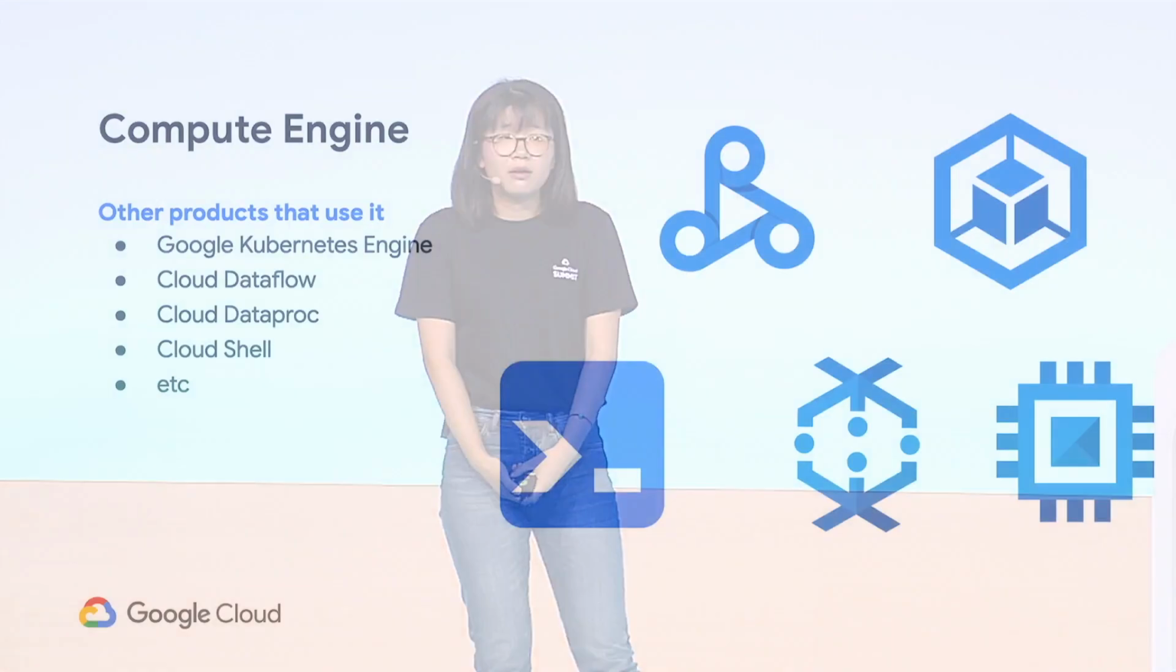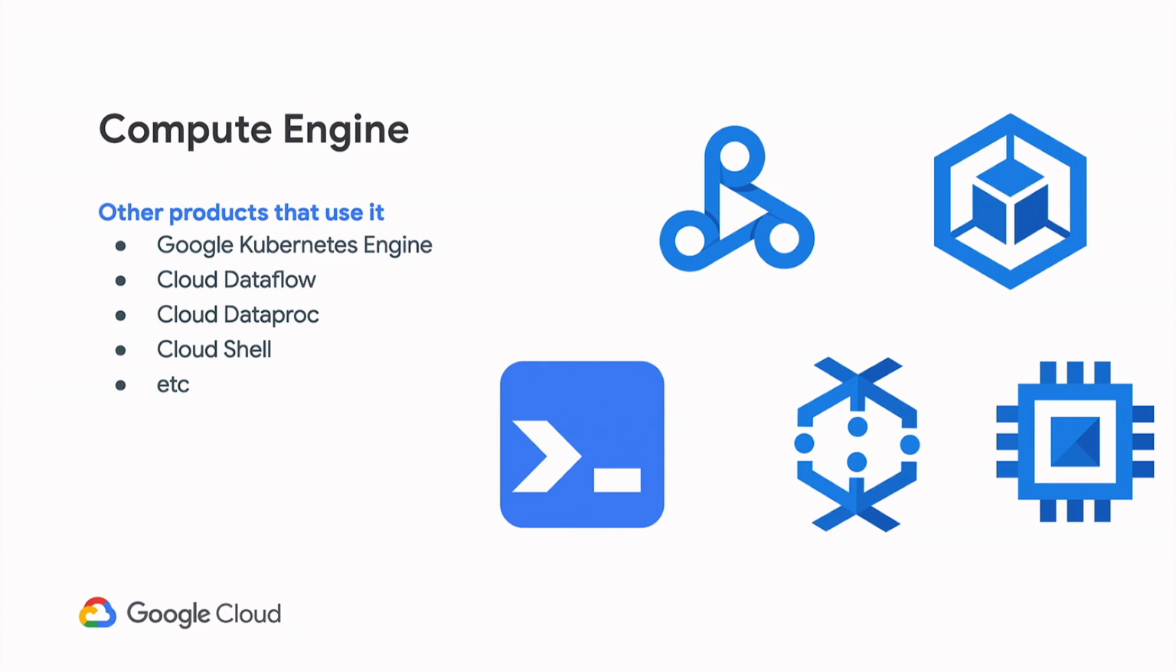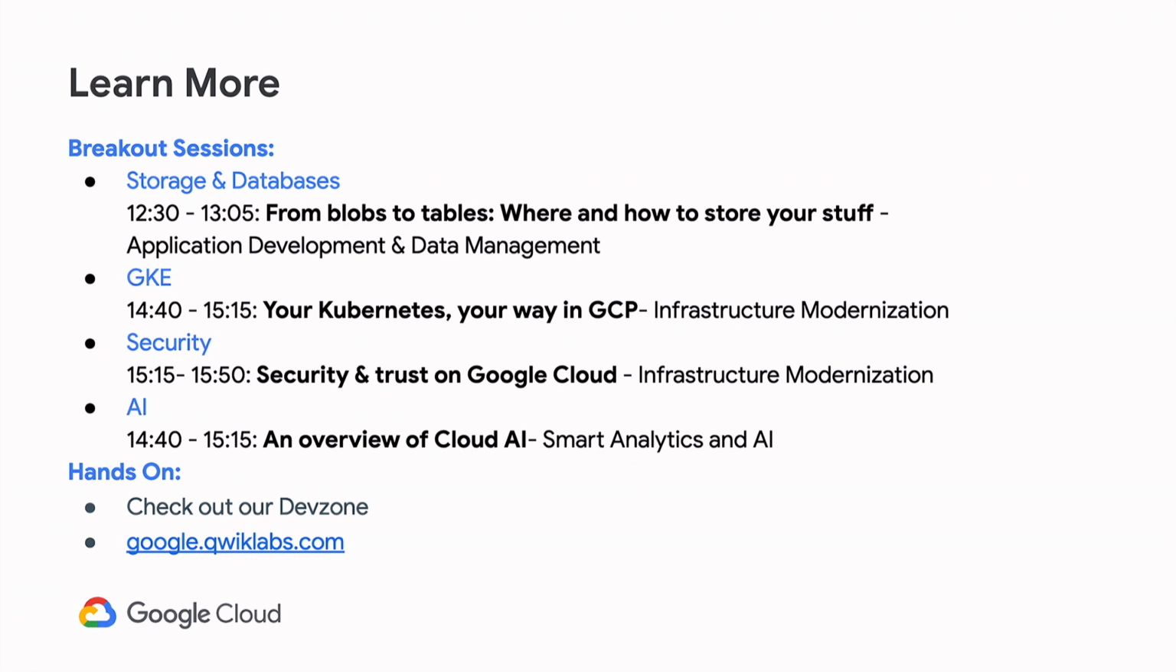So for this session, we talked a lot about Google Compute Engine. The reason is that Compute Engine is a fundamental service that many products are actually built on top of VMs. And you could apply the similar strategies that we talked about earlier to these products. For example, you could use preemptible VMs to run your Dataproc Hadoop workloads and so on. And if you are willing to learn more about GCP's database and storage, GKE, security, or AI features, here are some of the breakout sessions I would recommend you go to, to know more about that field.